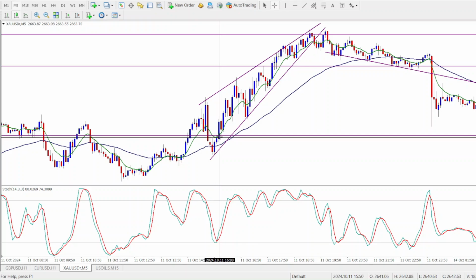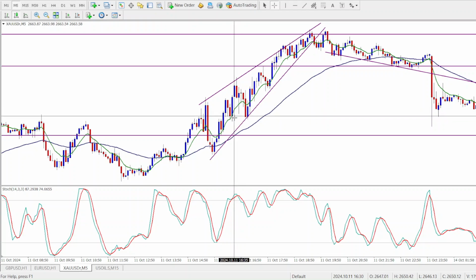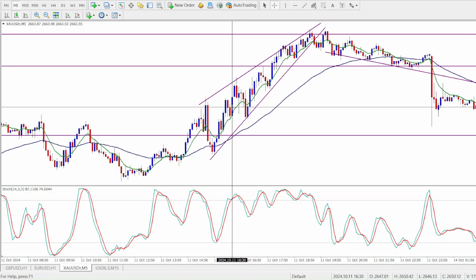Then you can enter when you see a bullish candlestick pattern form near the 9 EMA. So for example, now this is the 9 EMA here, right? And then we see a bullish engulfing. This is a bullish candlestick pattern form here.